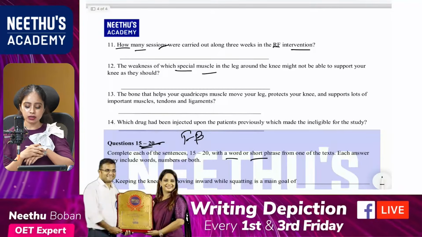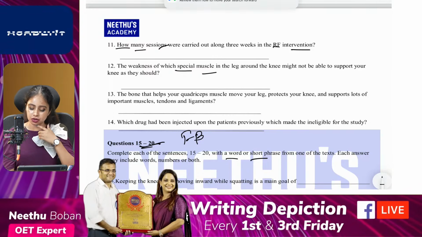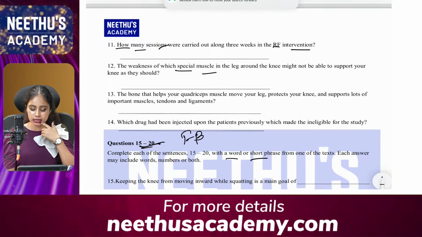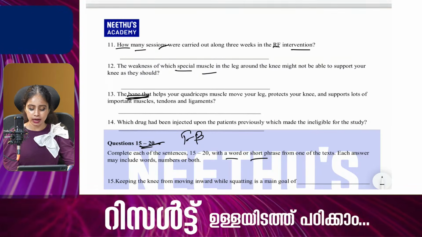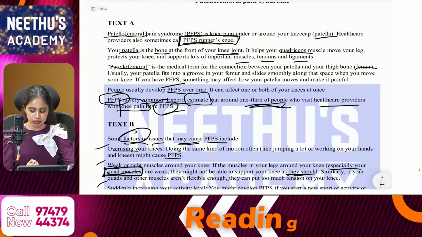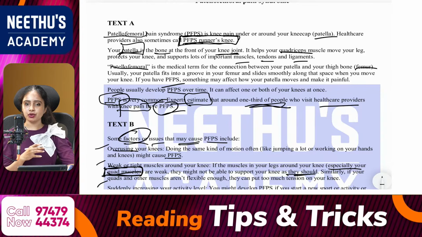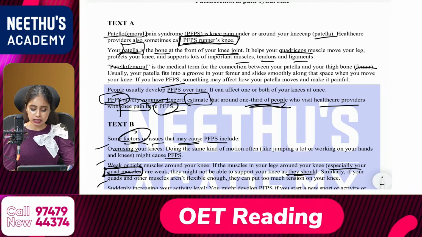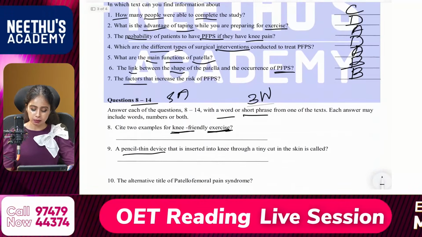13th: the bone that helps your quadriceps muscle move your leg, protects your knee, and supports lots of important muscles, tendons and ligaments. So what is the name of the bone? We need the name of the bone. The name of the bone is patella. When you write the name of the bone, it is P-A-T-E-L-L-A, patella.